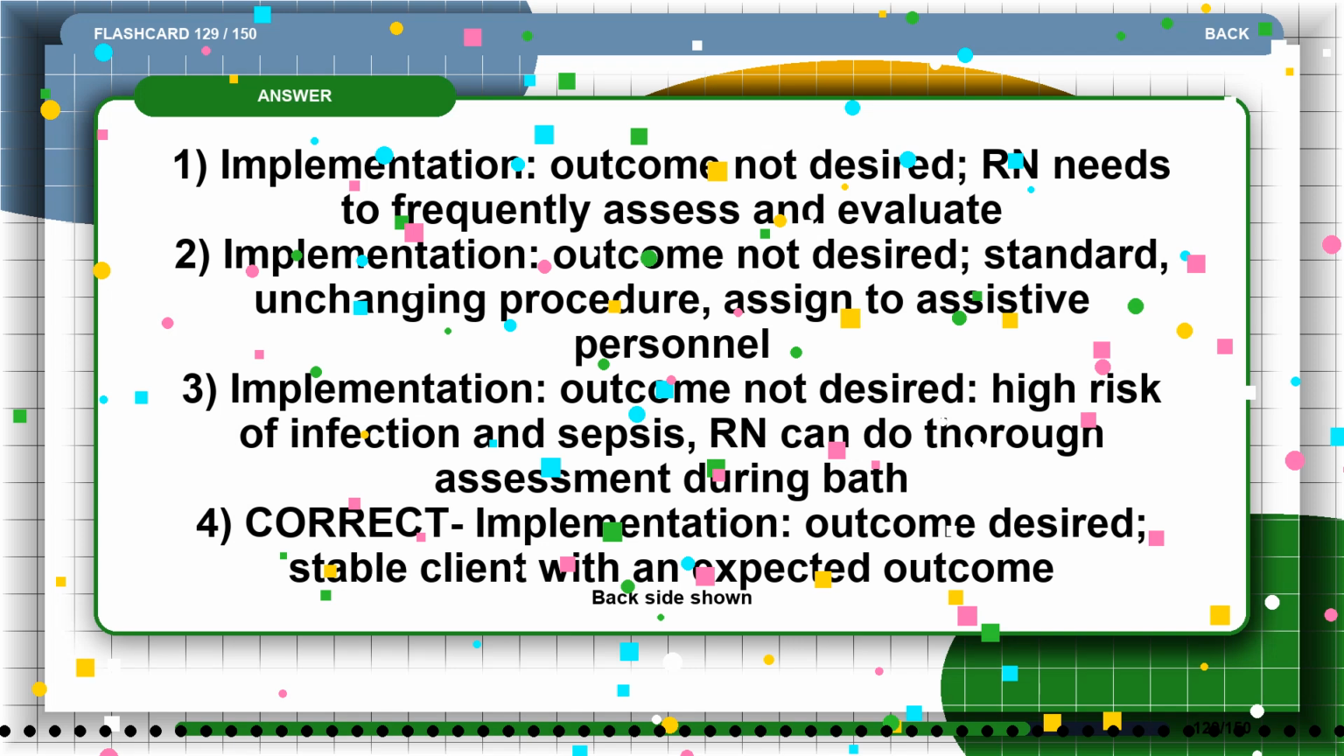The answer is 1. Implementation. Outcome not desired. RN needs to frequently assess and evaluate. 2. Implementation. Outcome not desired. Standard, unchanging procedure assigned to assistive personnel. 3. Implementation. Outcome not desired. High risk of infection and sepsis. RN can do thorough assessment during bath. 4. Correct implementation. Outcome desired. Stable client with an expected outcome.